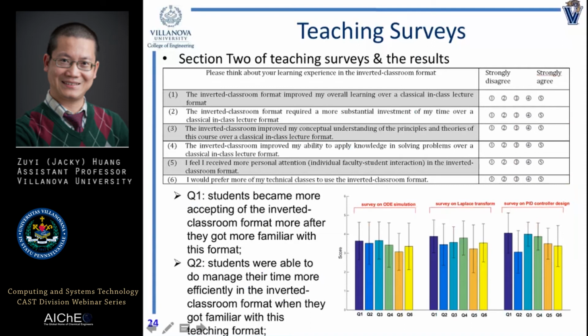So 1 means totally disagree, and 5 means strongly agree. The first question is, the inverted classroom format improves students' overall learning, and you can see for all 3 teaching modules, the students' scores are from 3 to 5, and it's quite positive.